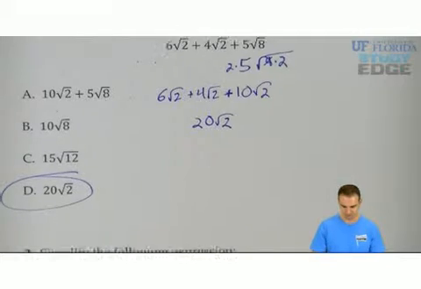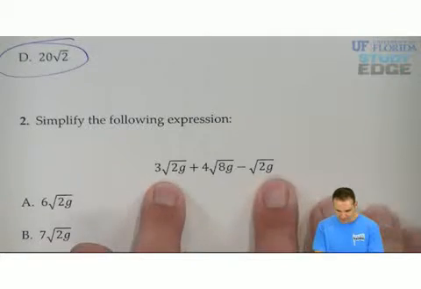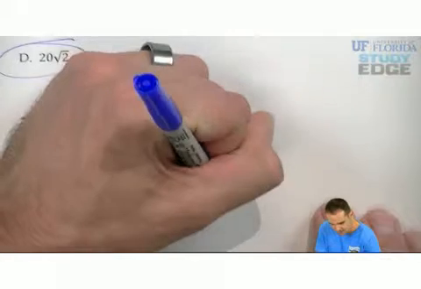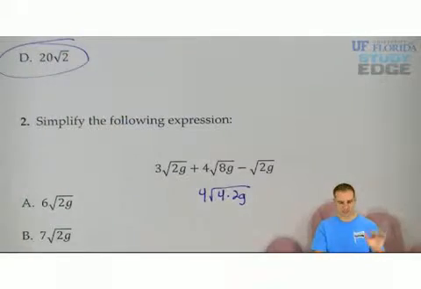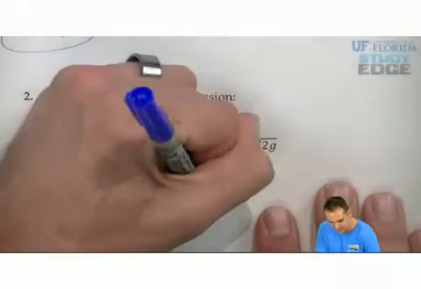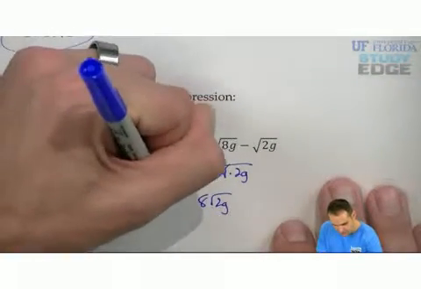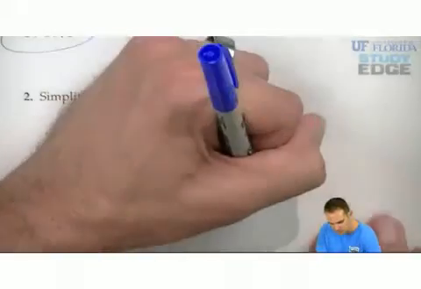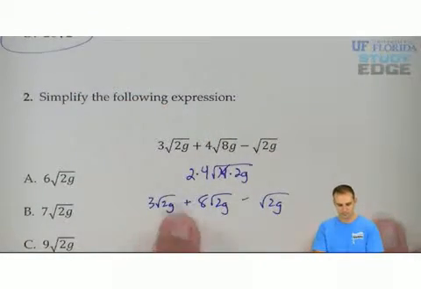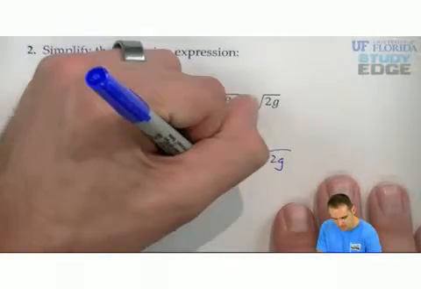Let's do it one more time. Simplify the following expression. Ooh, not a like term. We've got to simplify that one. 8 is 4 times 2. We've got a variable g. That's fine. The square root of 4 is 2. 2 times 4 is 8 square root of 2g. Bring the rest down. 3 root 2g plus 8 root 2g minus root 2g. Again, there's an implied 1 right there. 3 plus 8 is 11. 11 minus 1 will give you 10 root 2g.